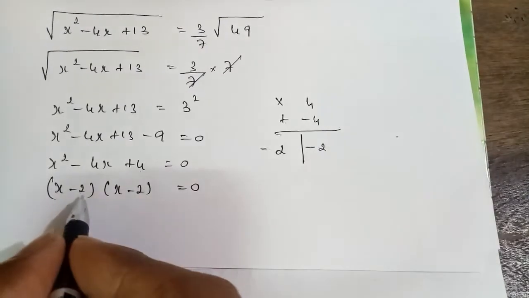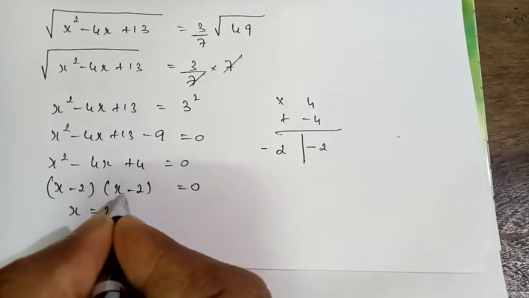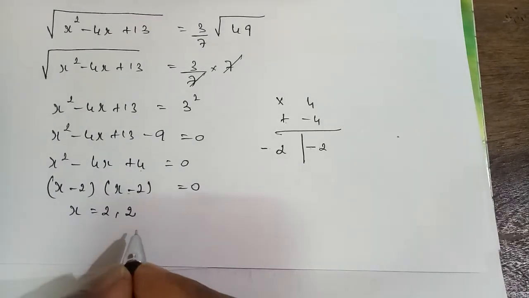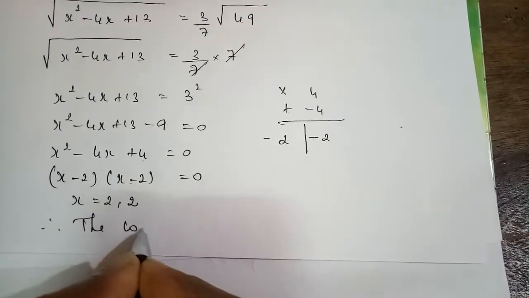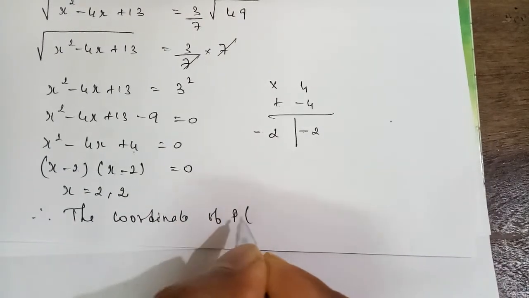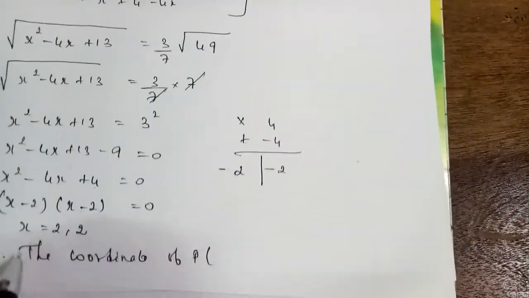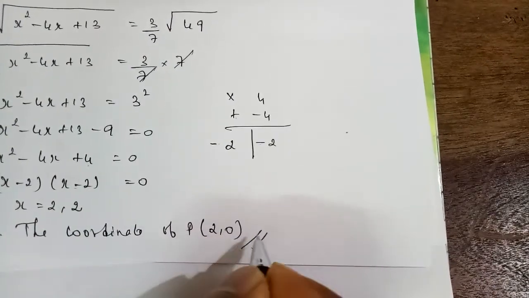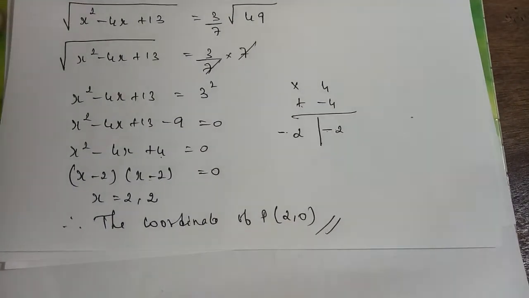Okay. So we have two factors. When x minus 2 is equal to 0, we have x equal to 2. And here, when this x minus 2 is equal to 0, we have x equal to 2. Therefore, we say the coordinates of P are (x, 0). What is our x? It is 2. So we write (2, 0). This is our solution. Thank you.